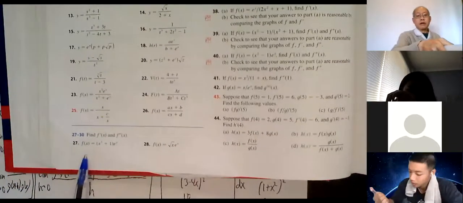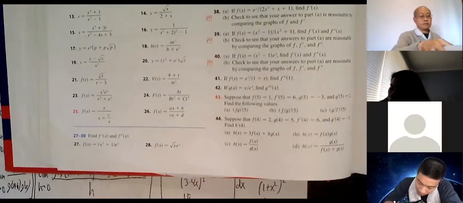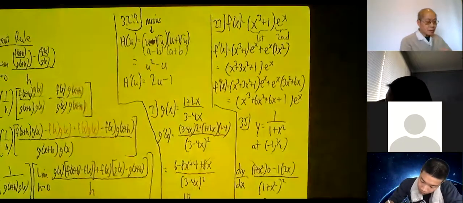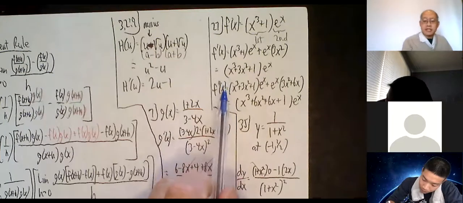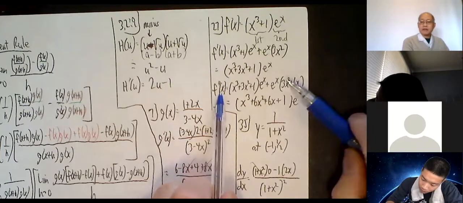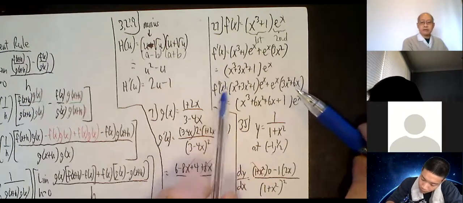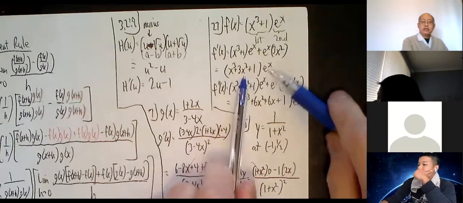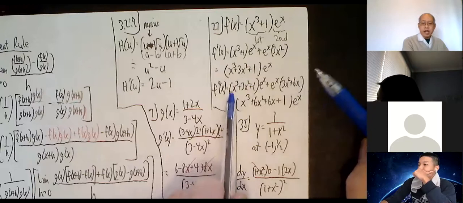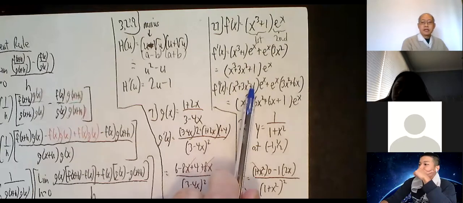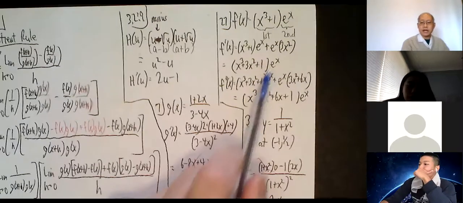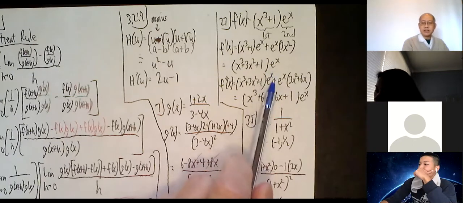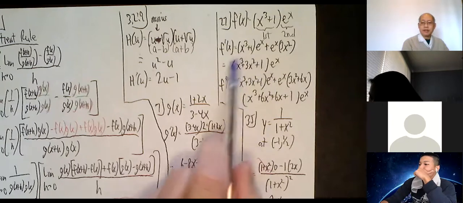Find f double prime of the given function. All right, so now for the second derivative, what is the second derivative? It's the derivative of the derivative. So I take the derivative of this. First function, second function. So copy the first times the derivative of the second. Derivative of the second is e to the x. Plus second function, e to the x, times the derivative of the first.